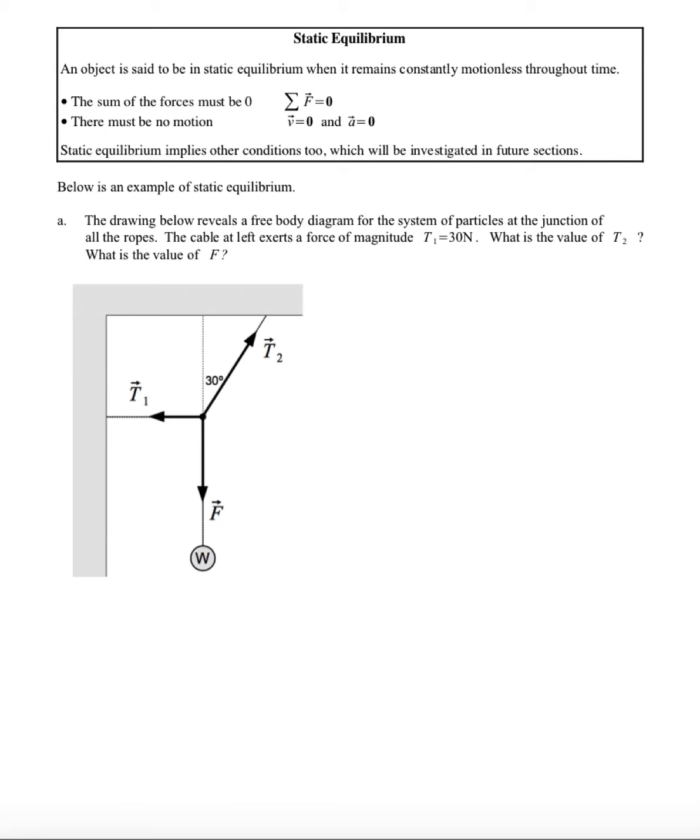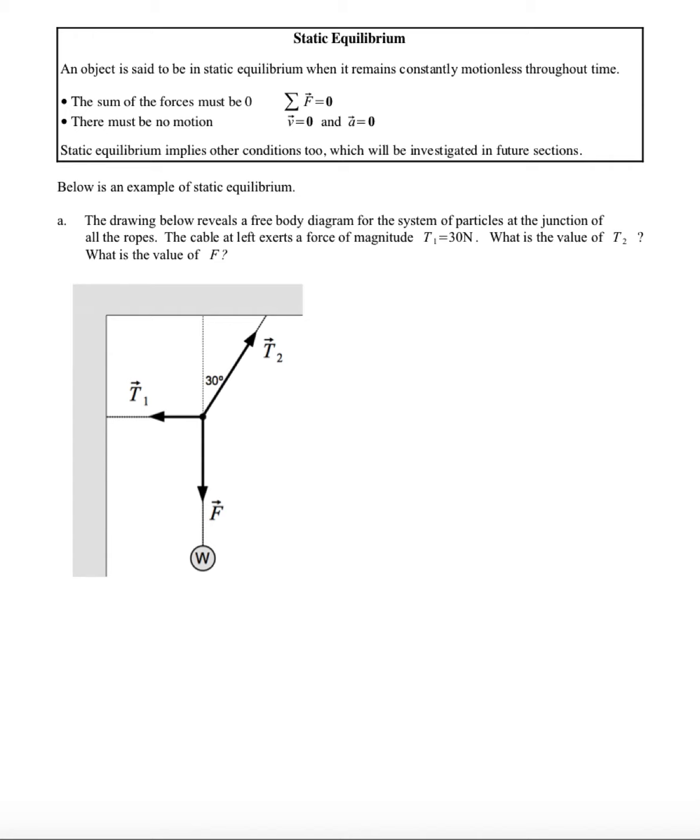The following problem is an example of static equilibrium. An object is said to be in static equilibrium when it remains constantly motionless throughout time. In static equilibrium, the sum of the forces must be zero. If it wasn't, then the system would be accelerating. There must also be no motion. So the velocity of any objects involved should be zero, and the acceleration should be zero as well.